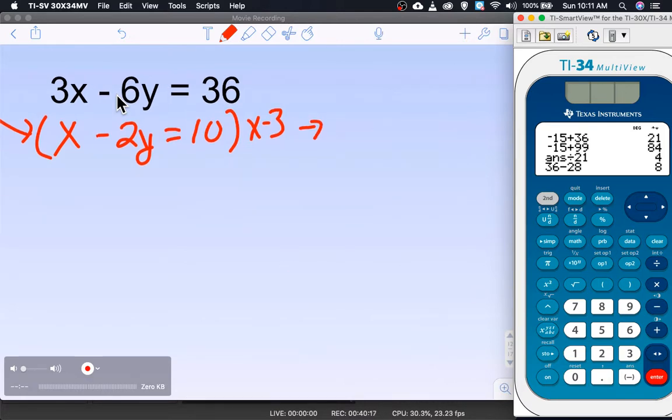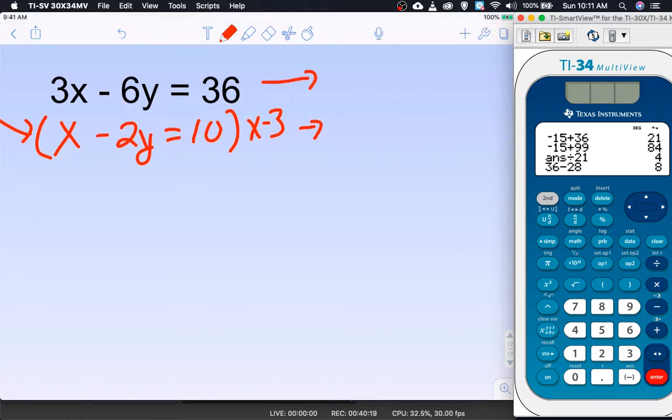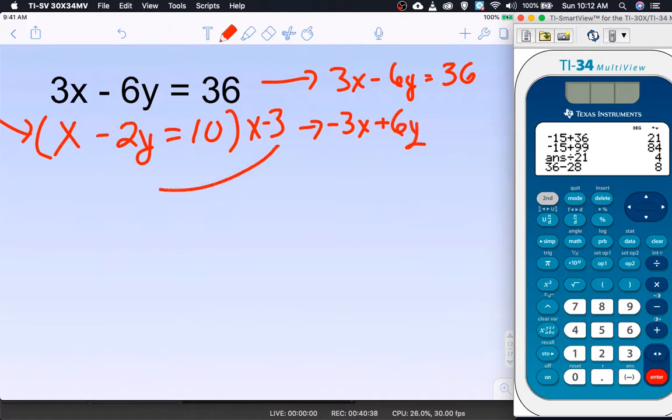So let's do that. In my top equation, I'm not multiplying by anything. It's going to stay the same. So 3x minus 6y equals 36. Bottom equation is going to become a negative 3x, that's negative 3 times the x, plus 6y, that's negative 3 times negative 2, and a negative 30, that was negative 3 times 10. I multiplied everything by negative 3.